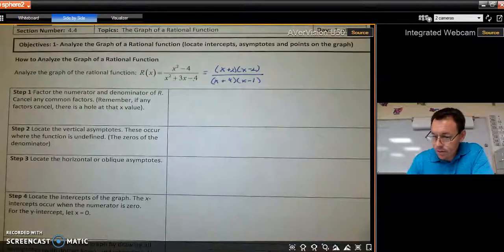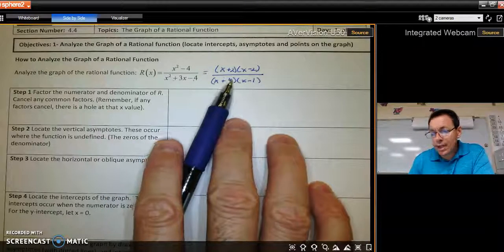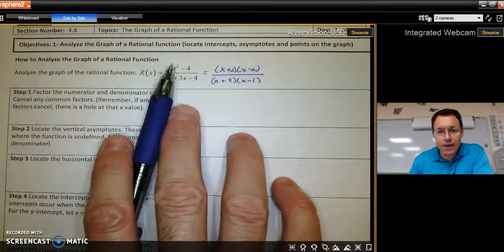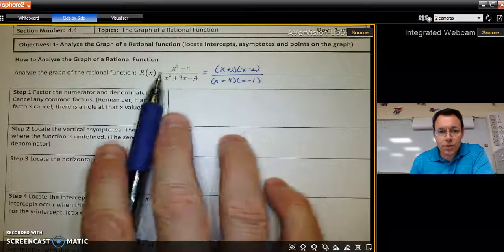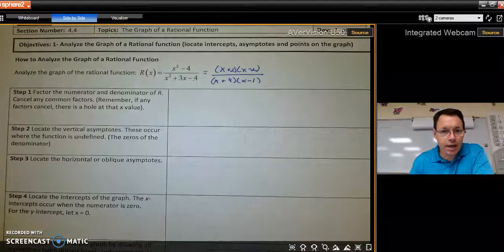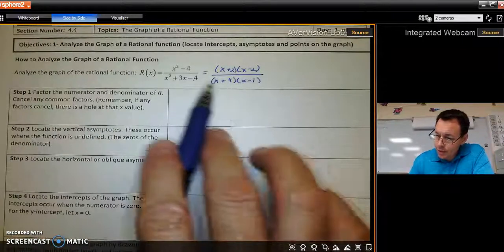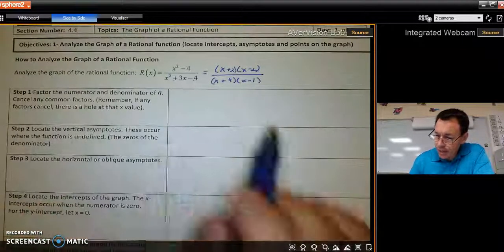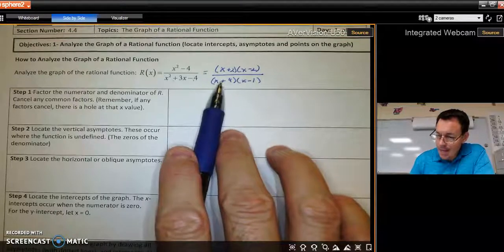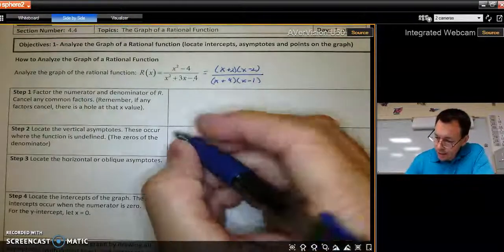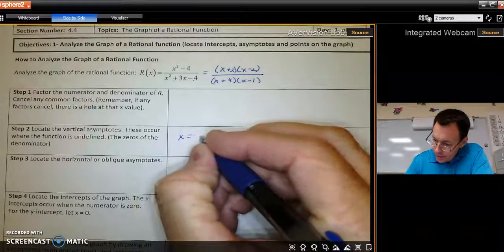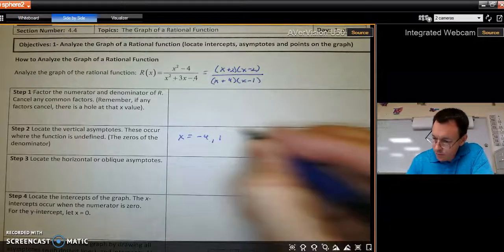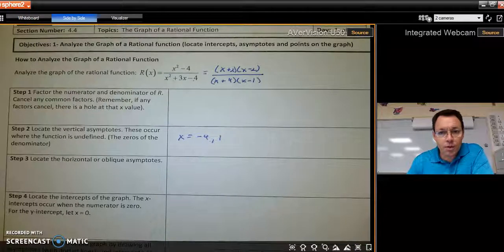So what do we got going on here? Nothing cancels, so that's it. You need the factored and the non-factored form. Both of these versions are going to tell you things about the graph, and that's going to be important. So step 2, now that we've got it factored, locate the vertical asymptotes. So x equals -4 and +1. That's going to be where my vertical asymptotes are.